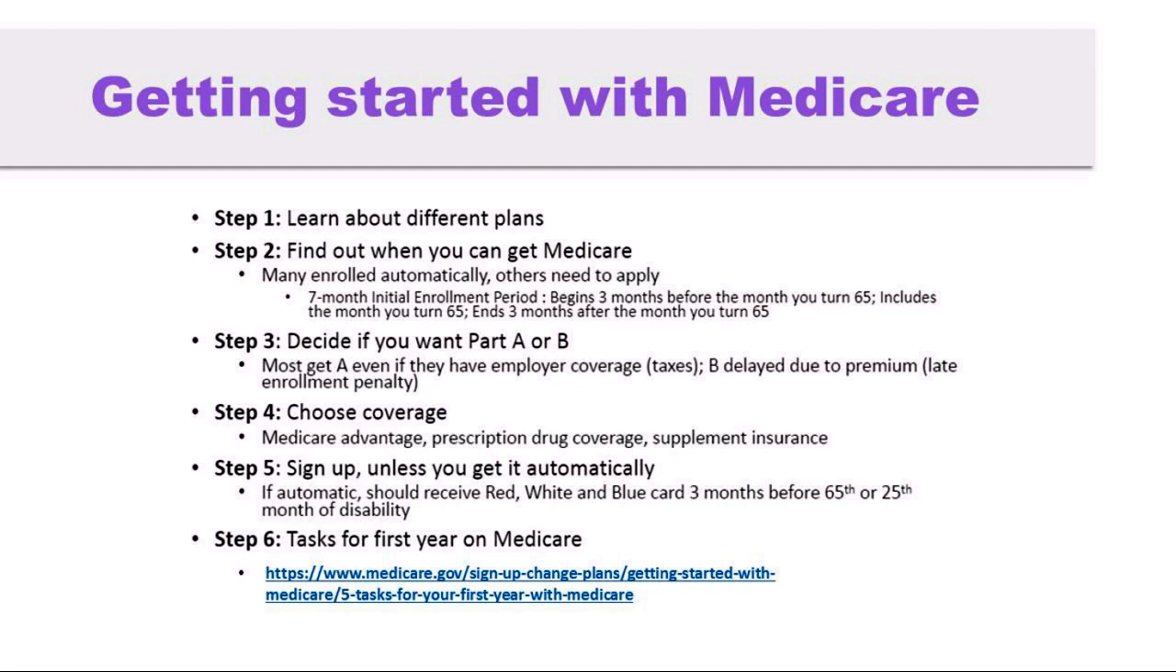Step 3 is to decide if you want Part A or B. Most people choose to enroll in Part A even if they have access to employer coverage. You may choose to delay Part B if you have insurance through your employer, but if you delay, you might have to pay a late enrollment penalty.